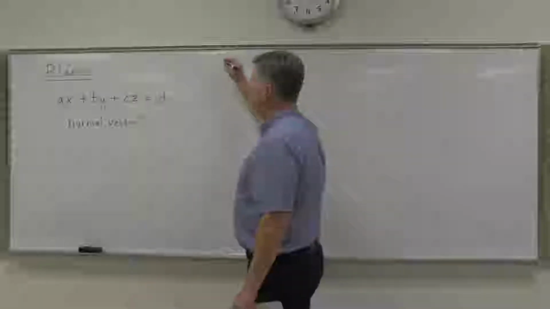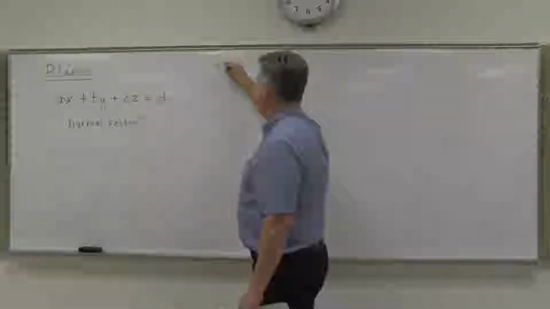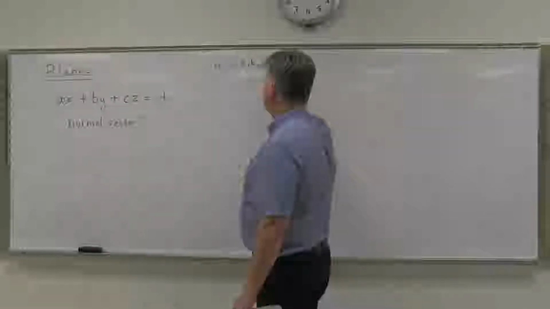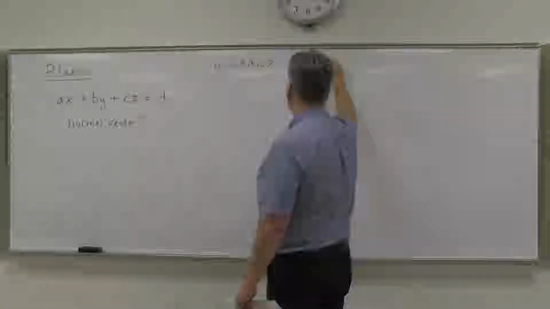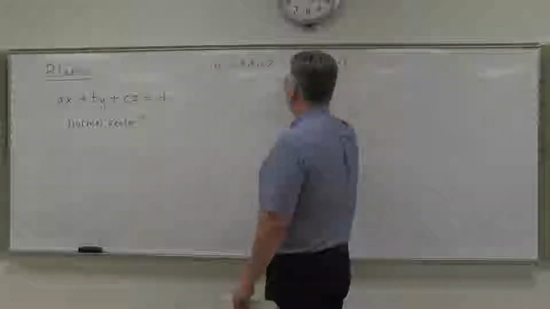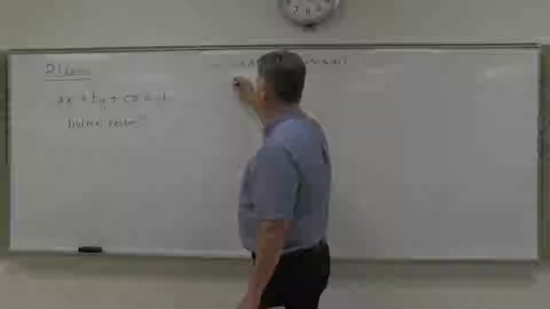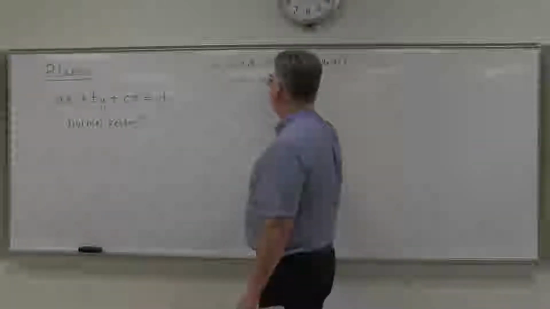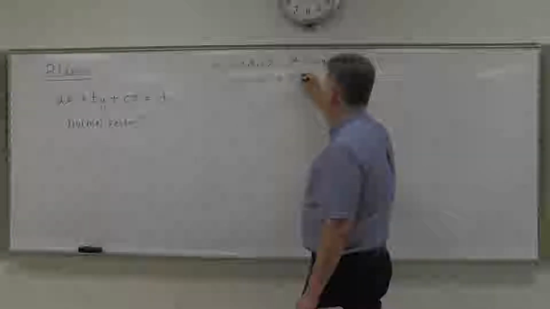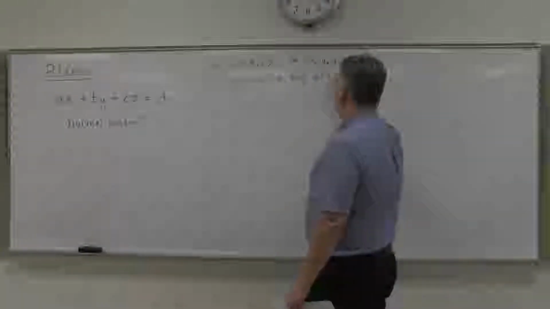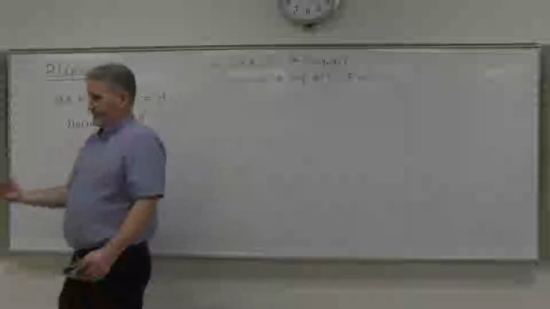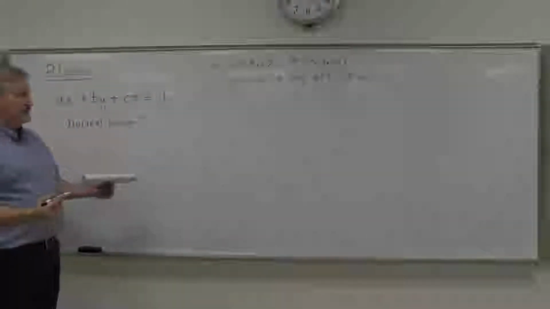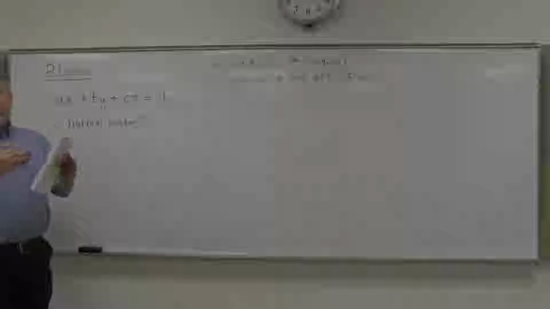So if I've got a normal vector, a, b, c, and I've got a point in the plane, x0, y0, z0, it turns out the equation is a times (x minus x0) plus b times (y minus y0) plus c times (z minus z0) equals 0. So that's how we generate the equation of a plane from a normal vector and a point.